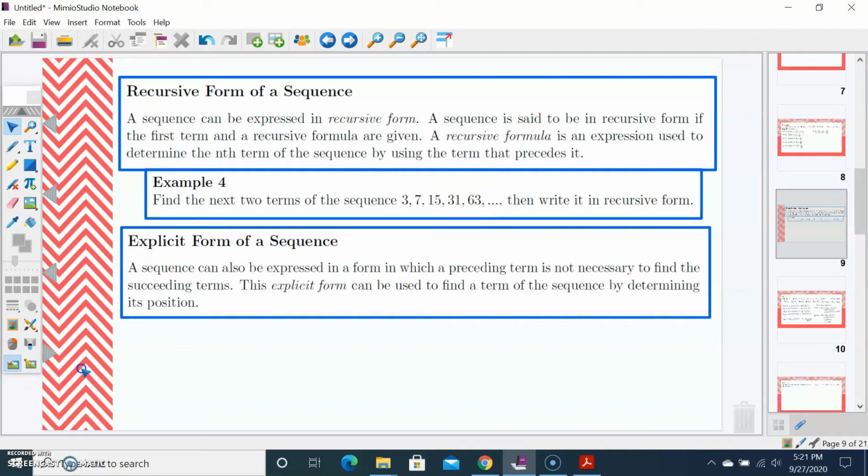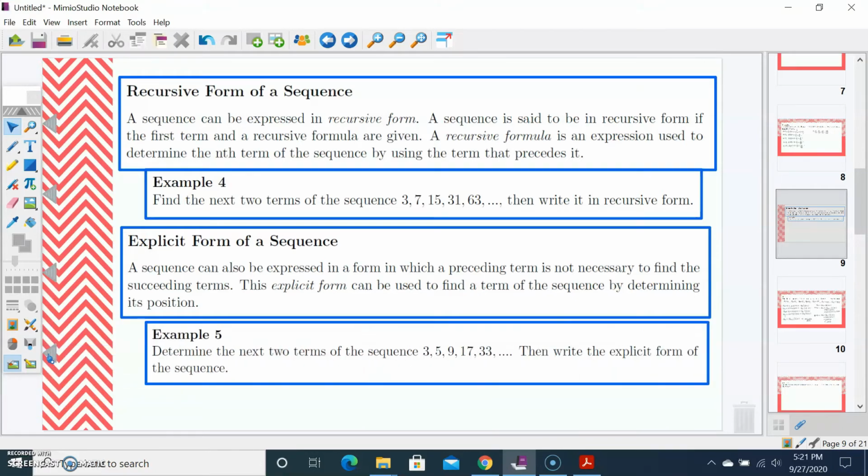So, to demonstrate the explicit form of a sequence, we're going to consider this example, and this will be our example number 5. Determine the next two terms of the sequence 3, 5, 9, 17, 33, and so on. Then write the explicit form of a sequence. So just like the previous example that we have, meron tayong dalawang kailangan sagutin dito. The first one is to find the explicit form of the sequence, and the second one is to determine the next two terms of this given sequence.